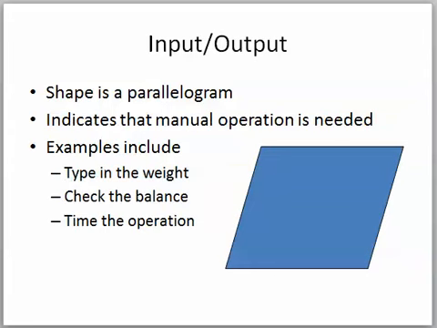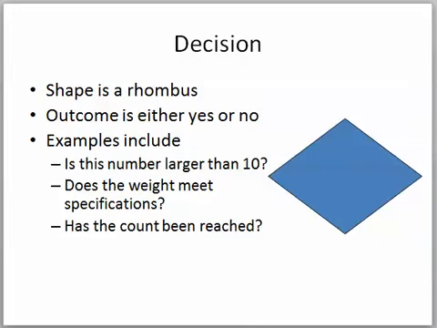Input, output. This is a parallelogram. It indicates that manual operation is needed. So the parallelogram is whenever the operator is going to have to do something. Type in the weight, check the balance, time the operation, hit the bump switch, hit the limit switch. You're going to have to give it some input. Turn the potentiometer to a certain dial reading. These are all our inputs.